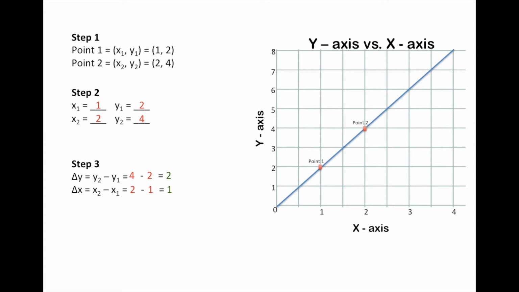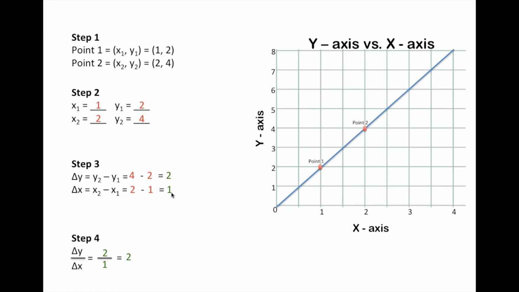Step 3 is where we use those numbers to find the difference or change in the y and the x. So in step 3, I take delta y, the change in y, which is the y of point 2 minus the y of point 1. So that's 4 minus 2 equals 2. Next, I take delta x, the change in x, which is x of point 2 minus x of point 1, which is 2 minus 1, which equals 1.